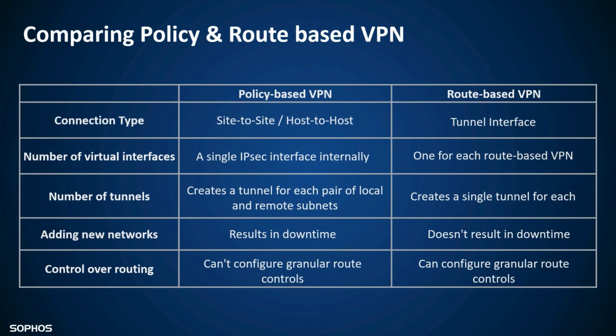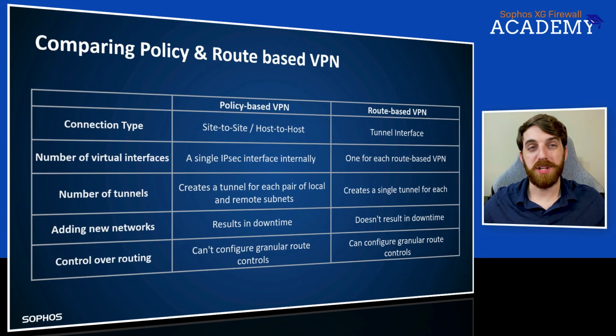Policy-based, there's no granular control over the routing. When it receives traffic, the XG firewall, that is, will route it to where it needs to go. That's what it will do based off of the policy. Route-based, you have a lot more granular control over everything. You can send traffic where you want. You can choose not to send traffic there. You can set metrics on it. So it gives you a lot more granular control over what you're doing on your VPN.